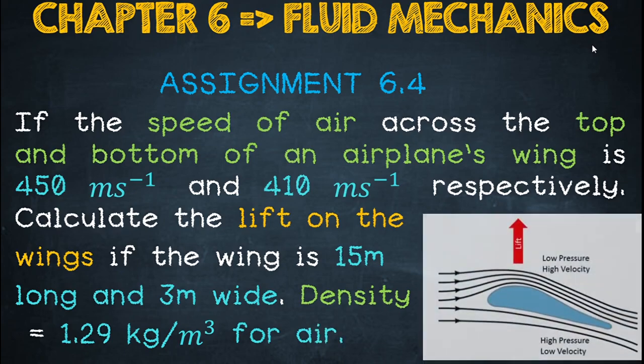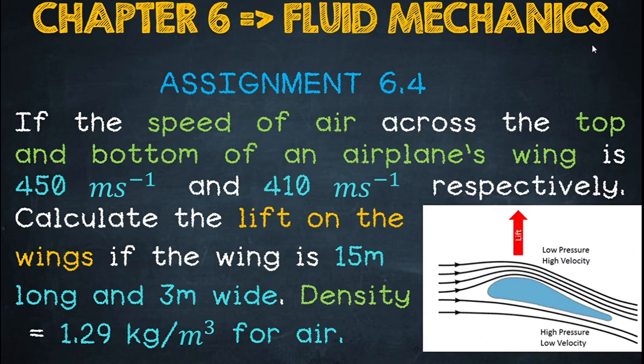Here we have given again that there is an aeroplane wing in which the velocity at the top is 450 meter per second, and at the bottom is 410 meter per second. That means the velocity at the upper side is greater as compared to that of the lower side. We have to calculate the lift on the wings. The length of the wing is 15 meter and its width is 3 meter, and the density of air is 1.29 kilogram per meter cube.